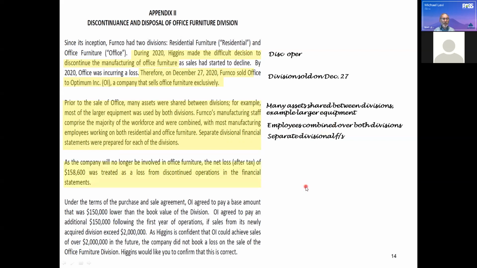As the company will no longer be involved in office furniture, the net loss after tax of $158,600 was treated as a loss from discontinued operations in the financial statements. So they're giving you the impact of treating, number one, they're telling you that they treated the loss as being from discontinued operations. So you're going to have to decide whether that was correct or not. And if it wasn't, that would be an error that needs correcting for the purpose of calculating the purchase price. Number two, they've given you the figure to work with in case you need to make an adjustment. If you decide this is not a discontinued operation, you now know the magnitude of the adjustment.